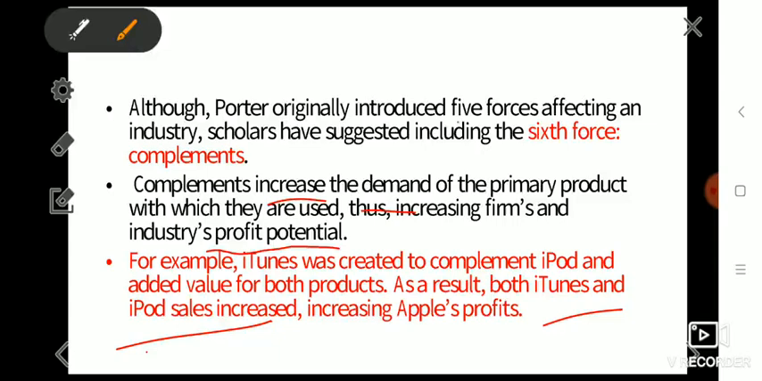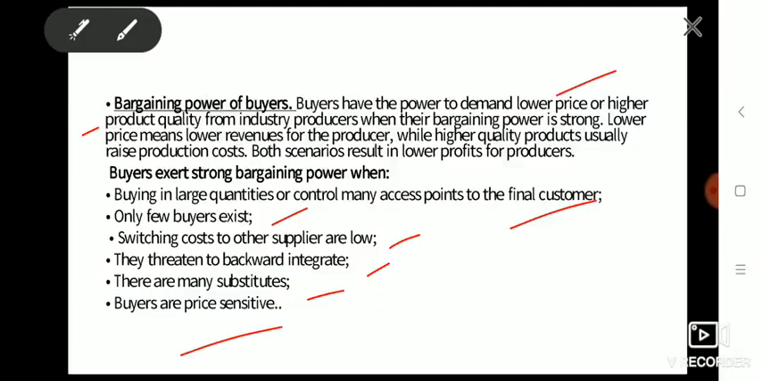So apart from the 5 forces, some scholars have suggested that there is one more force, the sixth force, that is complements. If complements are there, there's a high chance of increasing the demand of the primary product with which they are used, thus increasing the firms' and industry's profit potential. So this is about Porter's approach to industry analysis.